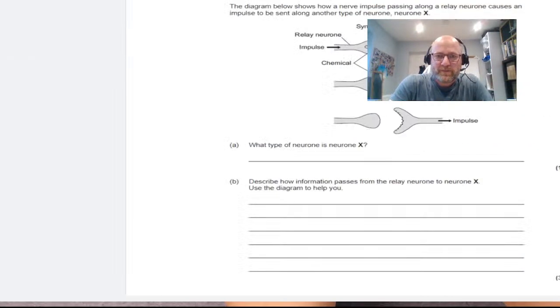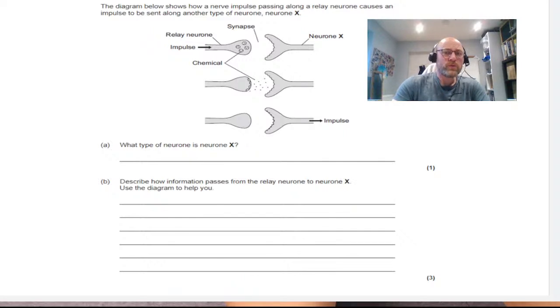Okay, guys. No, not another one. In those big long questions, they've not really asked big questions on the synapse. This is probably the biggest question they've ever asked on the synapse. What type of neuron is X? If that's the relay neuron, guys, what neuron is this?